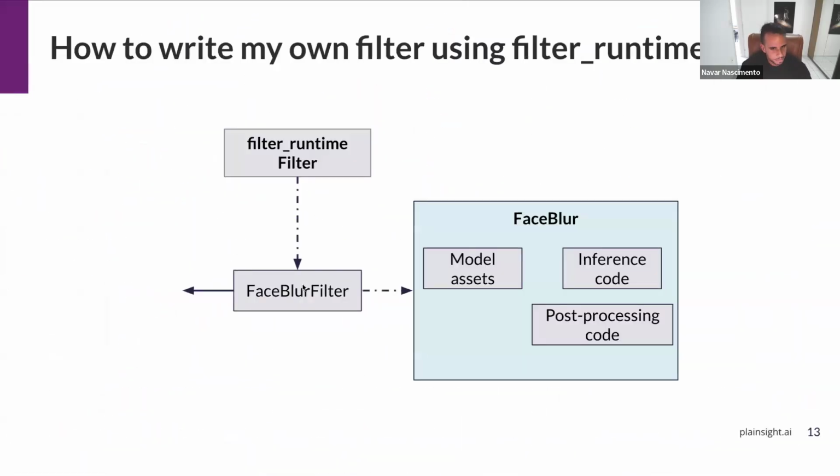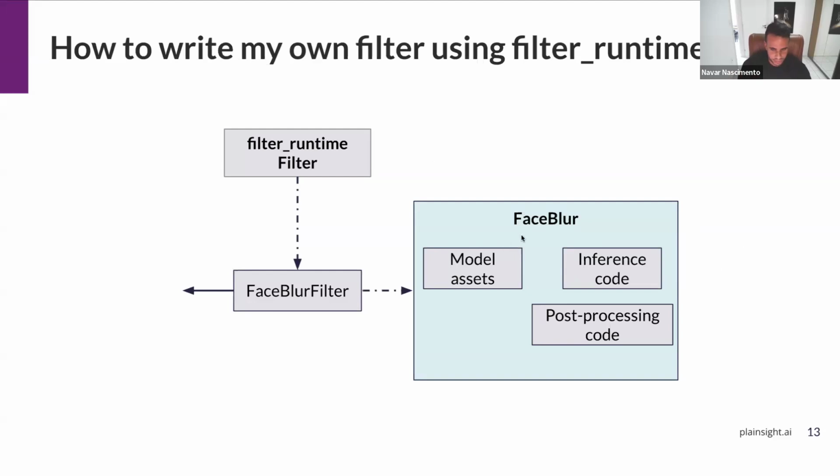And you might be questioning yourselves, Navar, how can I write my own filter using the filter runtime? You can do this in a very easy and elegant way here. You can turn pretty much anything, or existing code that you have, into a filter. That's very useful. Let's take the face blur, for instance.